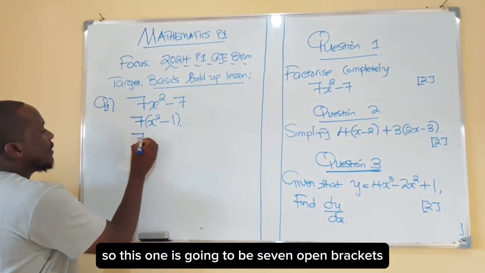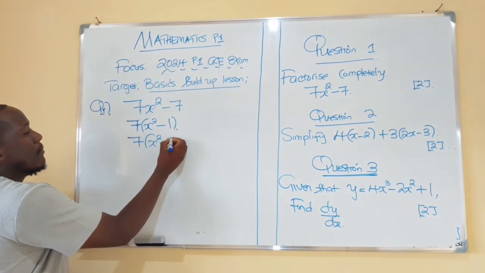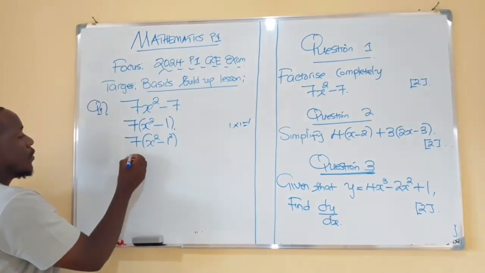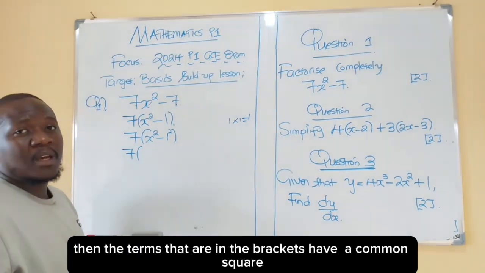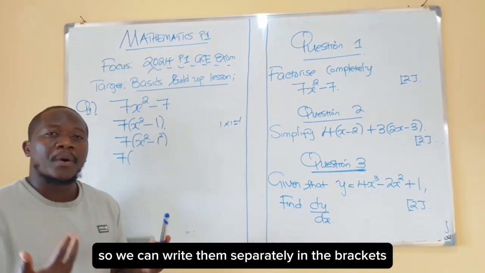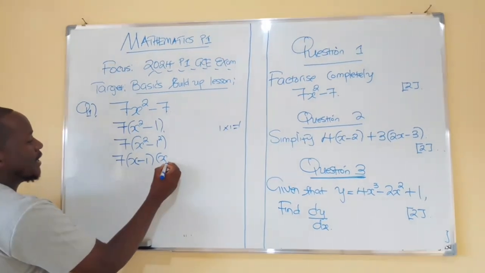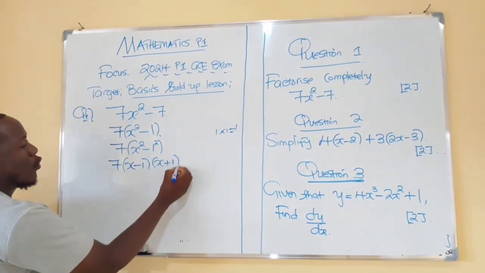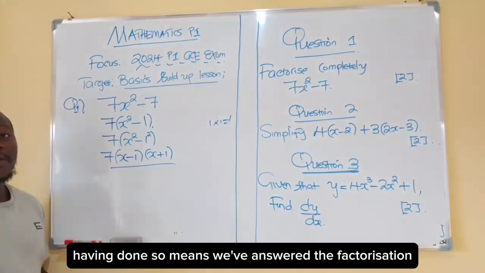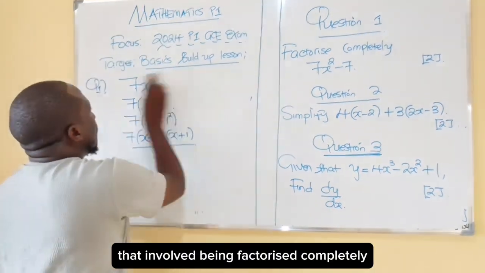So this one is going to be 7, open brackets. This is going to be x squared minus the square root of 1 is 1, but we raise it to the power 2, which means we say 1 times 1, which is 1. So we're now going to say 7. Then the terms that are in the brackets have a common square, so we can write them separately in the brackets. So this one is going to be x minus 1. Then we also have to write x, but we have to change the sign, plus 1, so that when we say positive times negative, we get back to a negative. Having done so, it means we've answered the factorization that involved being factorized completely.